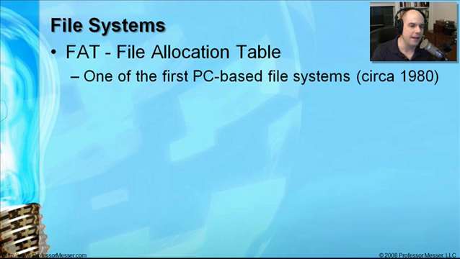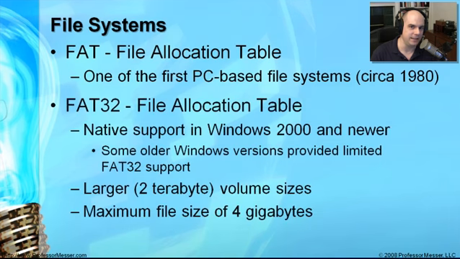FAT stands for File Allocation Table. One of the very first PC-based file systems used this file system type to be able to store its files. So this goes back to the 1980s. Well, there were limitations with that, especially when larger drives were created. So a new file allocation table type called FAT32 was created, and this was natively supported in Windows 2000. And one of the things that it allowed was to have volume sizes up to 2 terabytes. At the time, that was amazing size. These days, it's very easy to find a volume size of 2 terabytes.